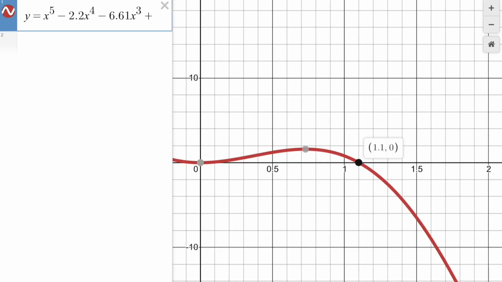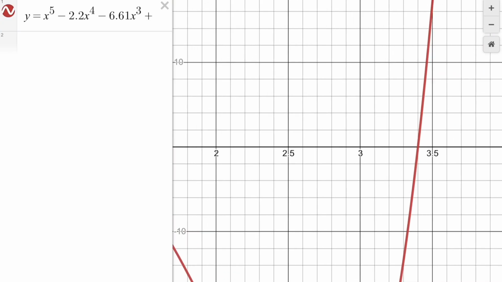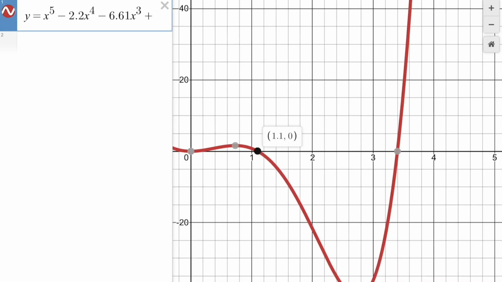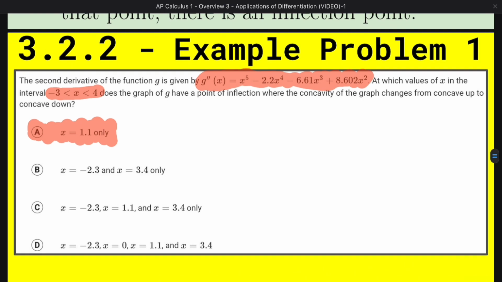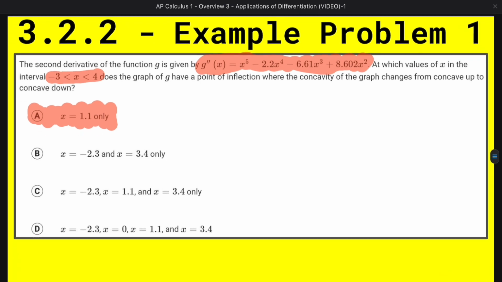This one, however, goes from positive to negative, so this one would actually be the inflection point that changes from concave up to concave down. So 1.1 is one of the answers, and the other one over here goes from negative to positive, but again, that would be concave down to concave up, not the one that we want. So the answer for this one would just be that 1.1 value right there. That means the answer would be A. It is important to note that you cannot solve this without the graph. It's not cheating to use your calculator because you wouldn't be able to do this any other way.